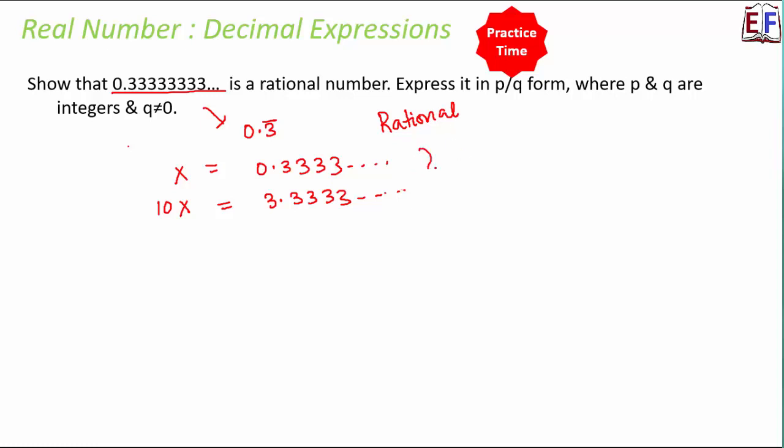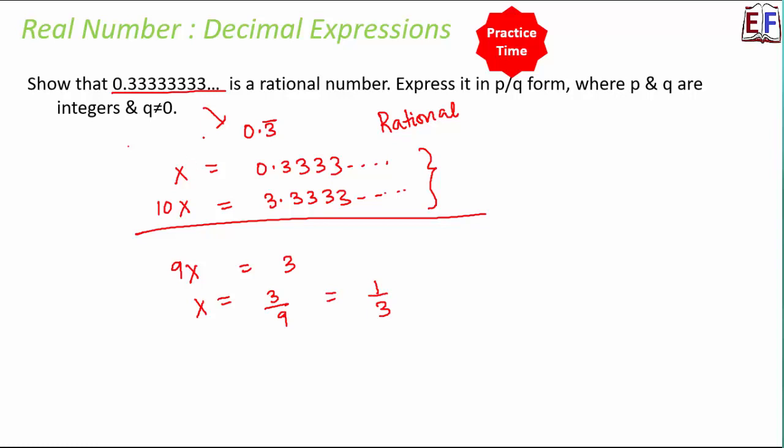Now let us suppose I subtract these two equations, as in I subtract equation 1 from equation 2. What do we get? We get 9x, because 10x minus x is 9x, and 3.333333 minus 0.333333 will be equal to 3, because the 0.33 goes on till infinity for both of these. So this will become 3. So x will be equal to 3 by 9, which is equal to 1 by 3. And what is x? x is basically 0.3 bar. So in terms of p by q, we have written it. It was simple, isn't it?